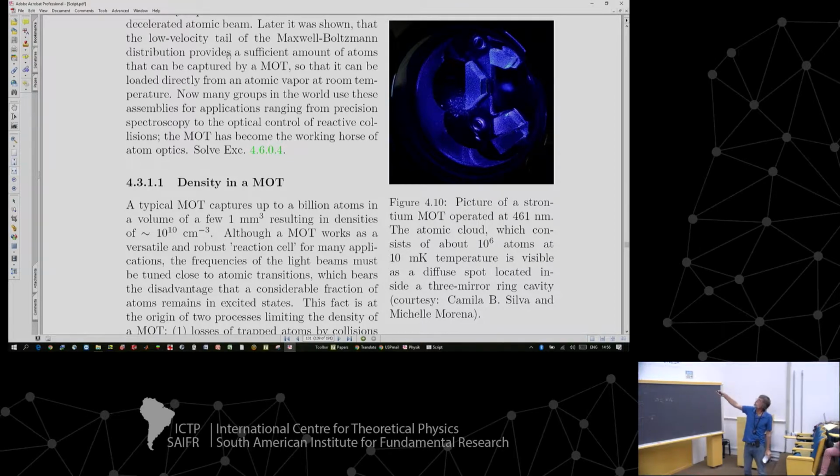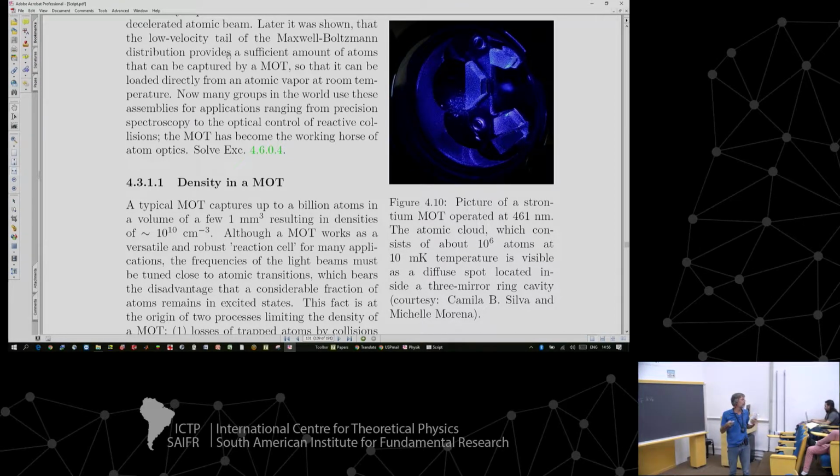Here you see a strontium cloud. You can see it with your eyes because the light that you shine into the cloud does fluorescence, and this you can see. So for strontium the transition wavelength is 416 nanometers, so it's a nice blue here, and these are 10 to the 6 atoms, roughly at 1 millikelvin temperature.